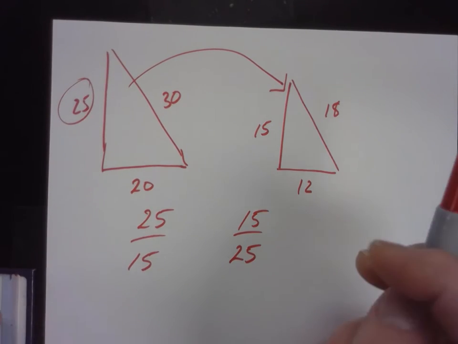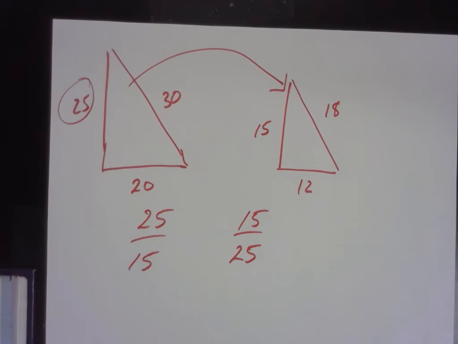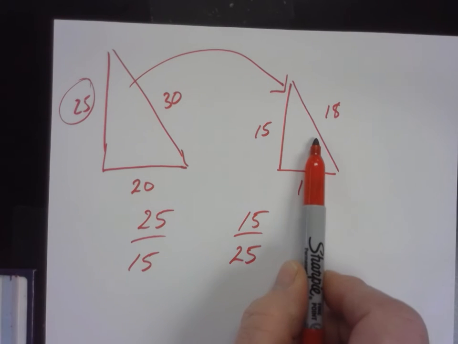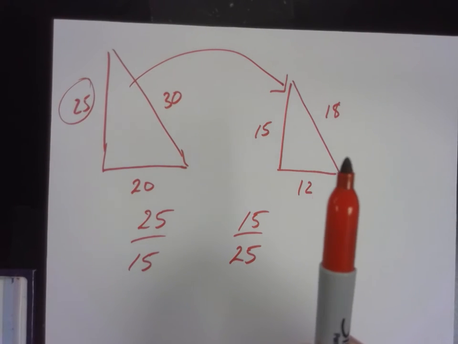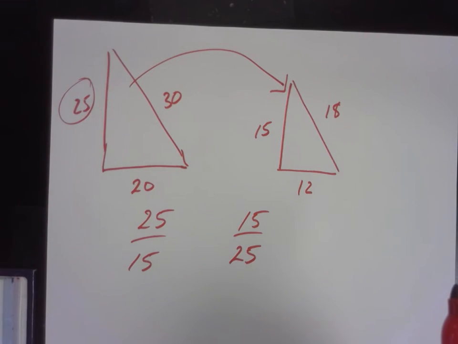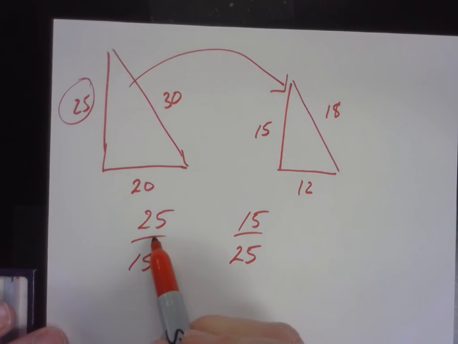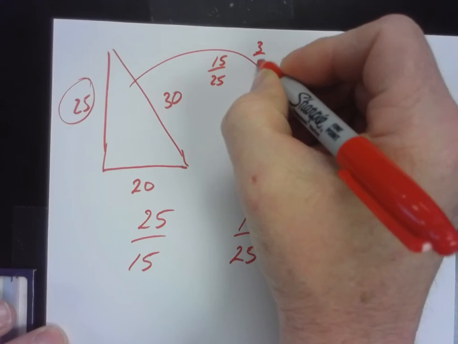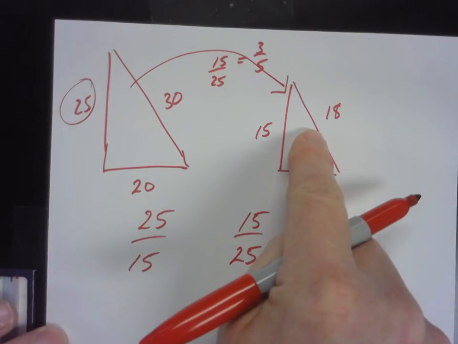Well, there's a whole formula thing where you can talk about the pre-image over the image and all this stuff. But let's just make life simple. Are we getting bigger when we go this direction or smaller? Smaller. Well, then your scale factor better be less than 1. Does that make sense? We're getting smaller, so which one of these is less than 1? Well, this one is. So 15/25 or 3/5, that's the scale factor going from this triangle to this one.